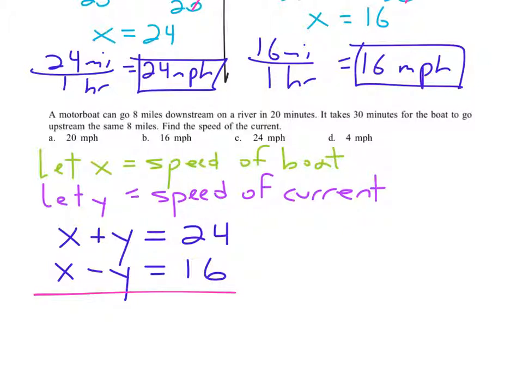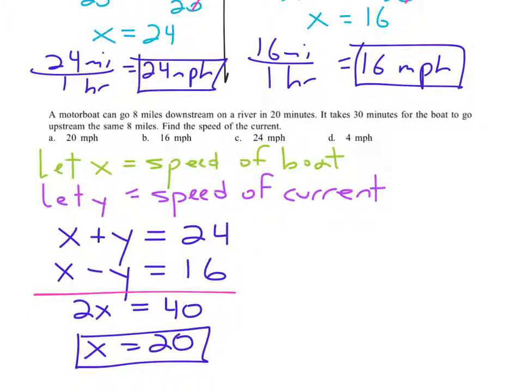We can say, let's add these together. x plus x, 2x, y minus y, that cancels out, and 24 plus 16 equals 40. Okay, dividing both sides by 2, x equals 20. What does x represent? x represents, and we'll write it over here, 20 miles per hour. The speed of the boat is 20 miles per hour.